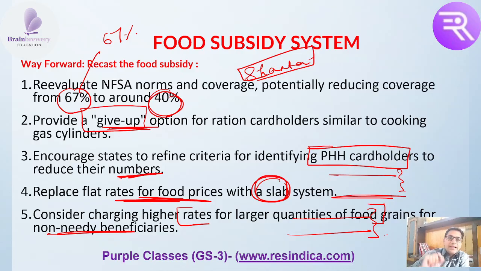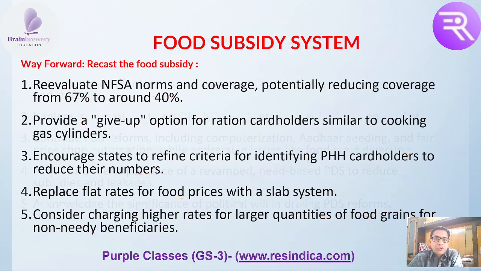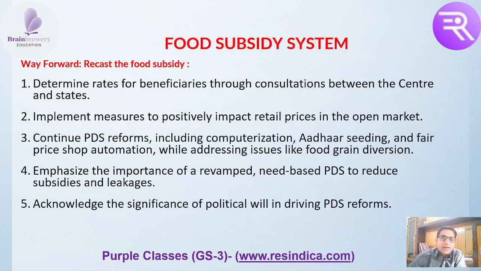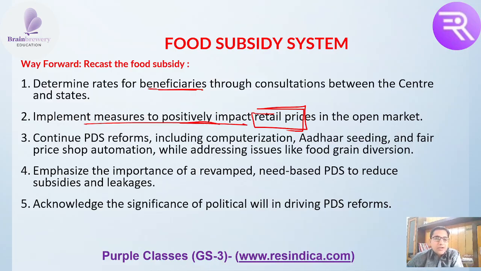This is exactly how you can recast your food subsidy bill. Then determine the rates for beneficiaries through consultation, like which beneficiary should get what rate. The lower strata will get it at this rate, the upper lower strata at this rate, and Antyodaya Anna Yojana at this rate. So every slab has to be there. Implement measures to positively impact the retail prices so that they should not go well below or very high.